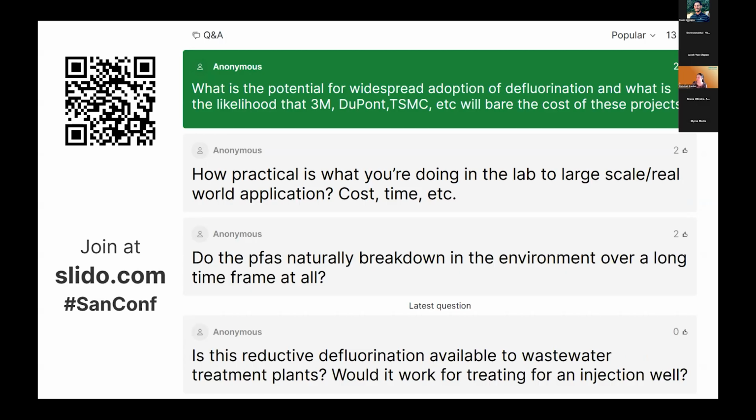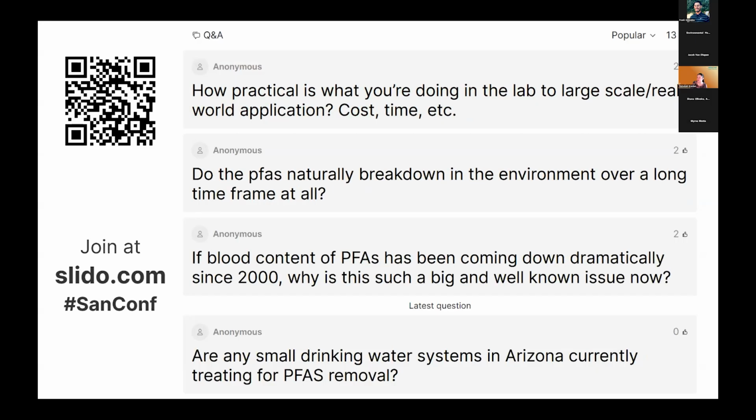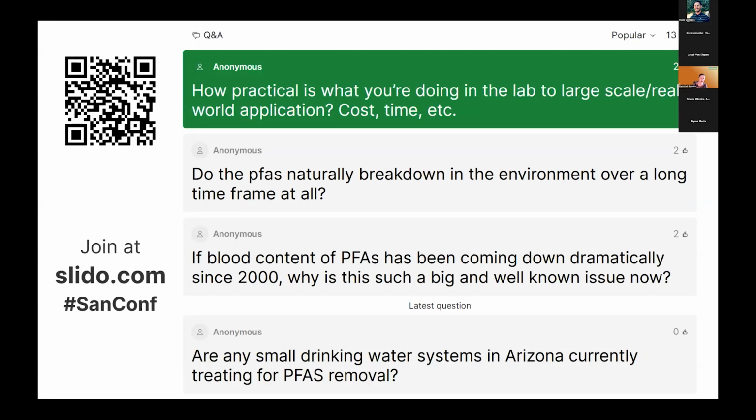Thank you for that answer. The next question is, how practical is what you're doing in the lab to large scale and real world application, cost, time, etc.? Yeah, right. Well, that's of course the question that I always get asked, and it's a good question. So we've demonstrated this quite thoroughly now at the bench scale, and what we're doing now is designing a pilot scale system that we can take out to the field. So we could go out to a TSMC site, or we could go to a wastewater treatment plant, and show that this works in the field with real waters under real conditions. That's what we're trying to do right now.